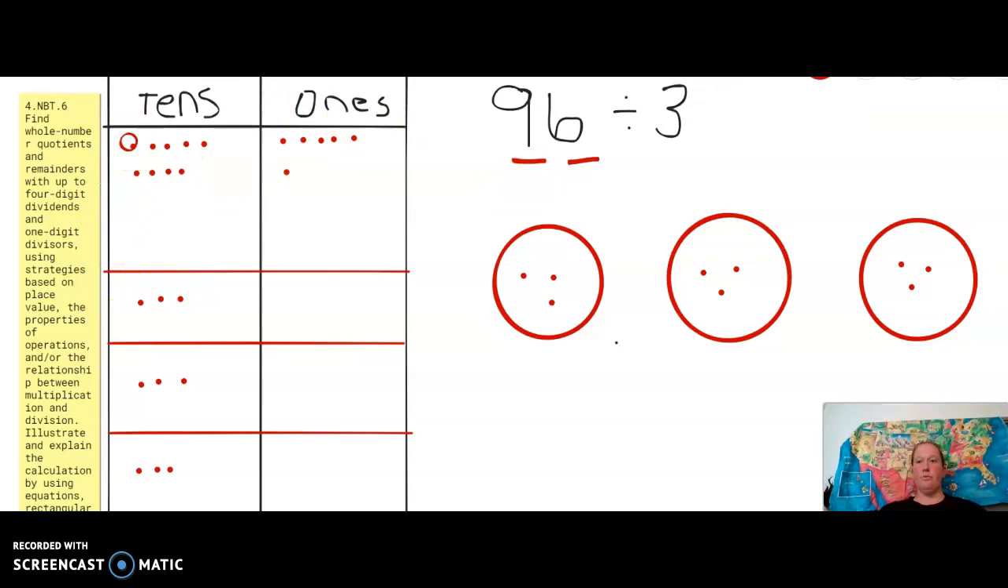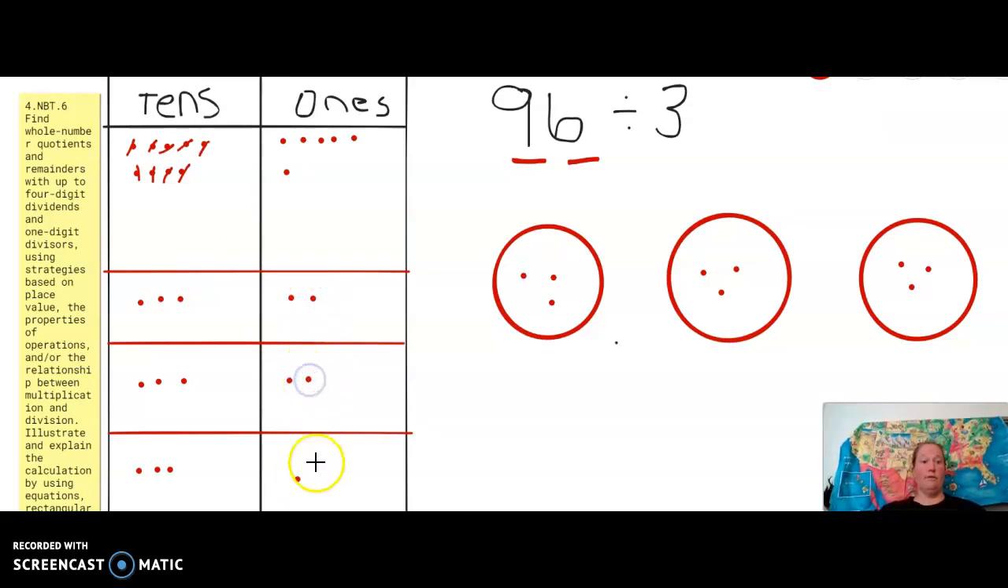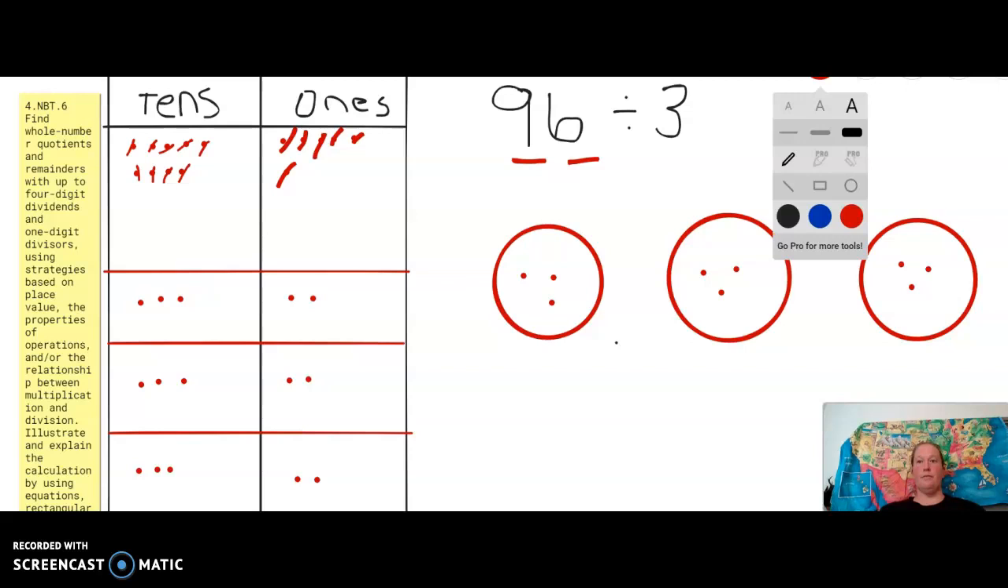Now, next step, we need to make sure we cross off all of them that we used. Oops, excuse me. Get rid of that circle. So we used all 9 of them. We have no 10s left. Then we move on to the ones. If you remember, we have 6 ones. How many would each group get? Okay, we could do it one at a time. 1, 2, 3, 4, 5, 6. Again, we used all of them, so cross them all off. Now we have our quotient.